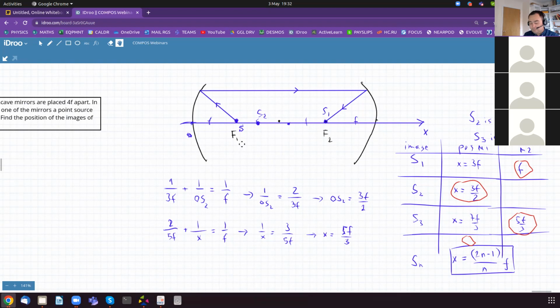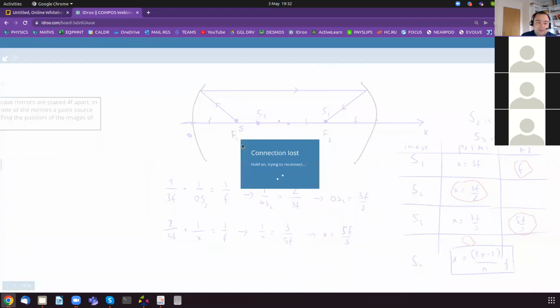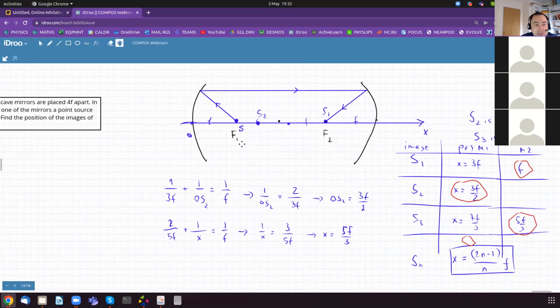Okay, I've got a quick question. Why, when you had S, why didn't you reflect it in the right mirror? How do you know which mirrors to reflect it in? It's going to be symmetrical, because if you reflect S in the right mirror, you get S2, I believe.